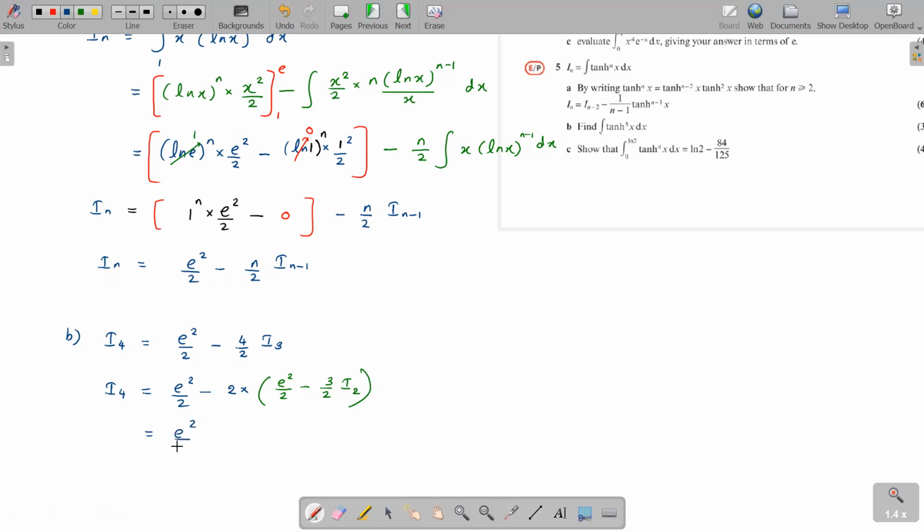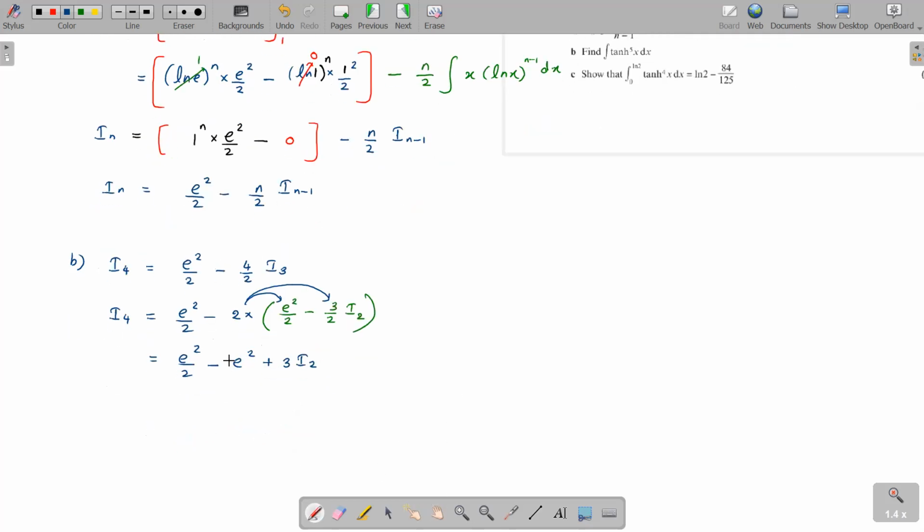So I get here e square over 2 minus 2 into e square over 2 gives you what? 2 and 2 will cancel. E square minus 2 into minus 3 over 2 gives you plus 3 I2. Is that correct? I think we can add e square over 2 minus 1 e square, minus half, half minus 1 is minus half. Plus 3 times I2. Who is I2? Go back to the equation. I2, go back to this equation here. Replace the n with 2. So I2 equals what? E square over 2 minus, I2 means 2 divided by 2, right? I1.